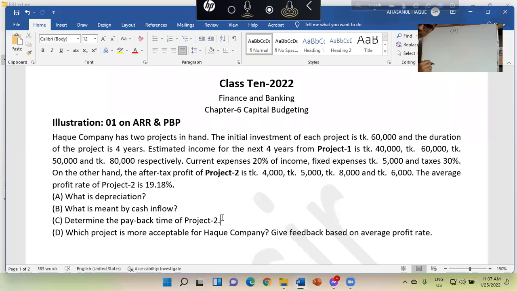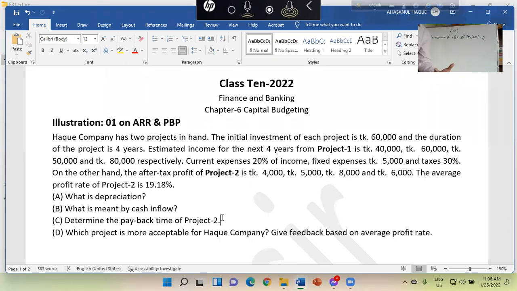Can you see the board clearly? Yes, sir, everything is clear. Okay. Just carry on your writing. Have to write calculation of payback period of project 2. Project 2 is given after tax profit, that means net profit.